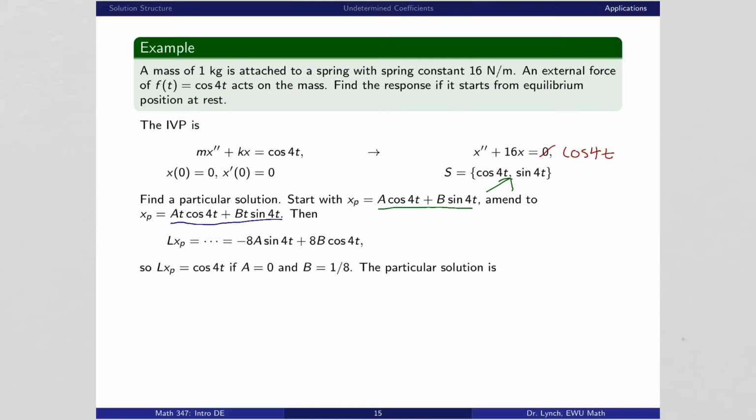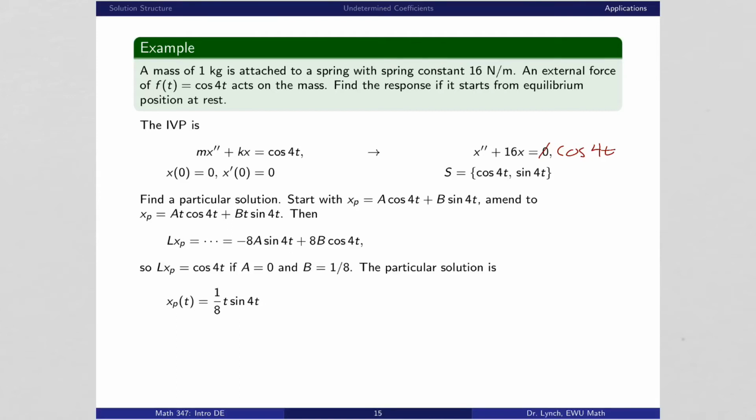Okay, so again, just plug this particular solution in, hit it with our differential operator, xp double prime plus 16xp, and when we do that, we end up with just terms that are cosine 4t and sine 4t. Of course, what we'd like is for this to equal plain old cosine 4t, so it had better be that negative 8a is 0, and it had better be that 8b is 1, giving us b equals 1/8. So here's the particular solution. The particular solution is given by 1/8 t times sine of 4t.